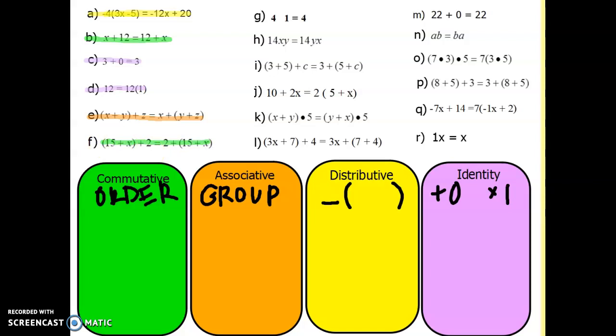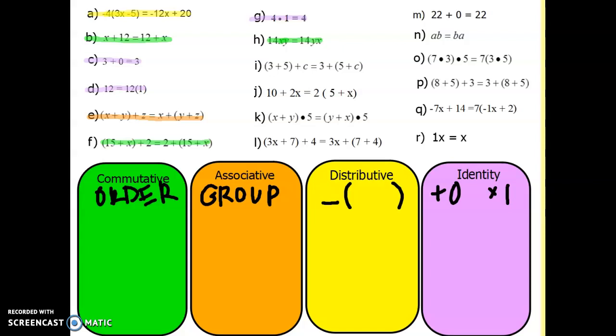All right, how about G? And my apologies, somehow my dot got missing there. That was multiplication. So 4 times 1 equals 4. Identity. 4 times 1, any number times 1 is itself. That's identity. All right, take a look at H. A little bit trickier, but look at the details. Hopefully you can see order, X, Y, Y, X. So the whole thing would be true statement based on the commutative property.